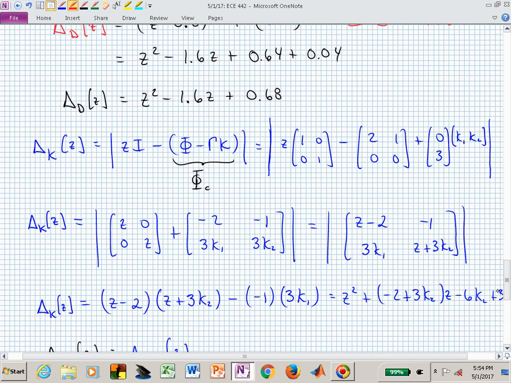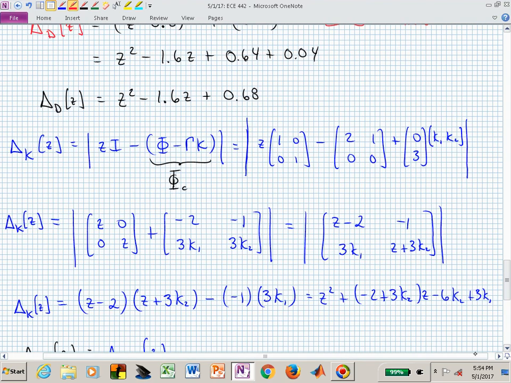Now we can use our knowledge of finding the determinant of a 2 by 2 matrix, which is just the product of the diagonals minus the product of the off diagonals, to produce the factor z minus 2 times z plus 3k sub 2, minus -1 times 3k sub 1. Multiplying that out, we now have z squared. We have a linear term that has a coefficient of -2 plus 3k sub 2, and our constant coefficient is -6k sub 2 plus 3k sub 1.